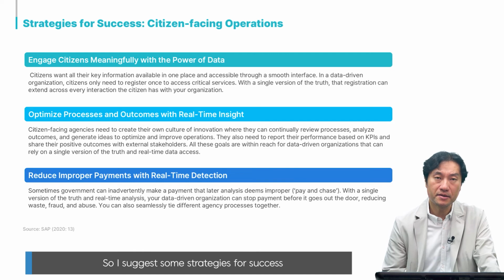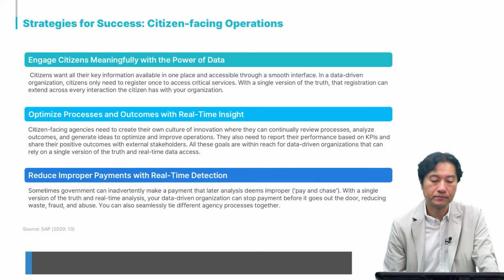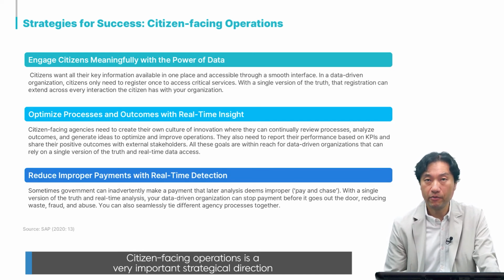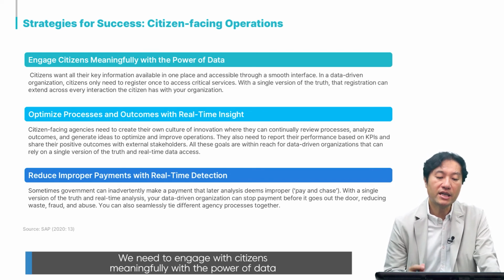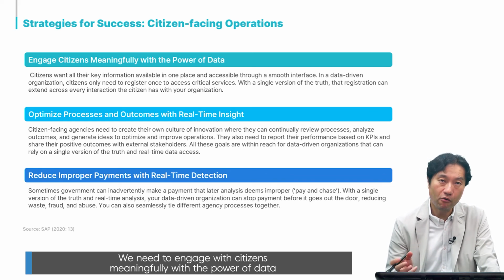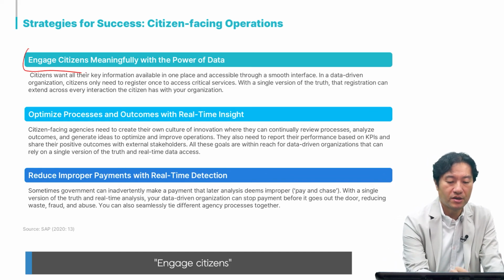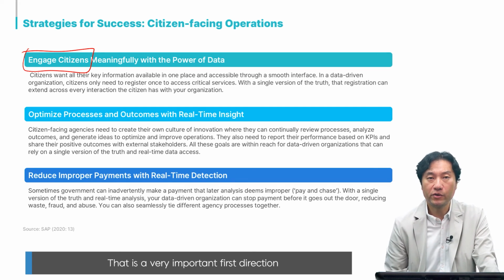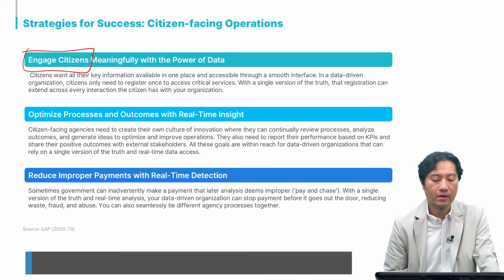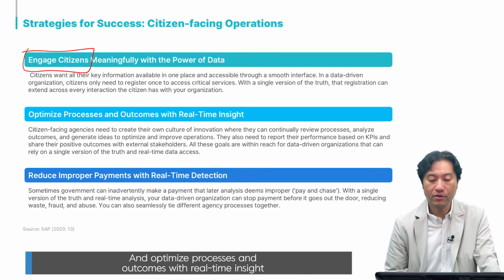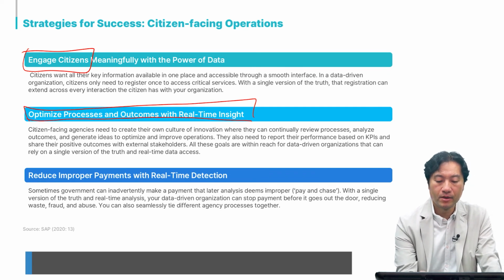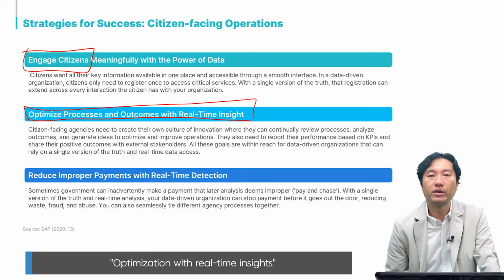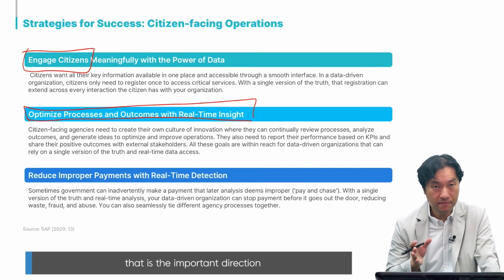So I suggest some strategies for success. Citizen-facing operation is a very important strategic direction. We need to engage citizens meaningfully with the power of data. Engage citizens, that is the very important first direction of big data use and data-driven government. And optimize processes and outcomes with real-time insight. Optimization with the real-time insights. That's the important direction.